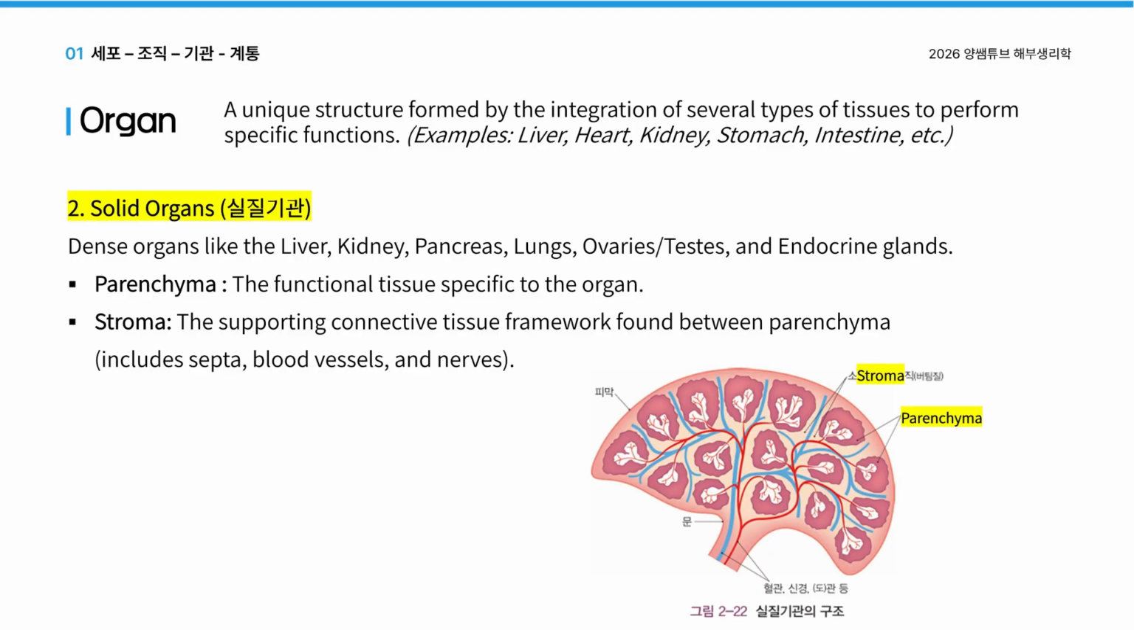Next, the stroma. If the parenchyma is the worker, the stroma is the supportive framework. It's the connective tissue that holds everything together. It includes the septa that divide the organ into sections, as well as the blood vessels and nerves that keep the parenchyma alive and communicating. So, remember, parenchyma is for function and stroma is for support. Understanding this balance is key to knowing how solid organs maintain their complex activities.